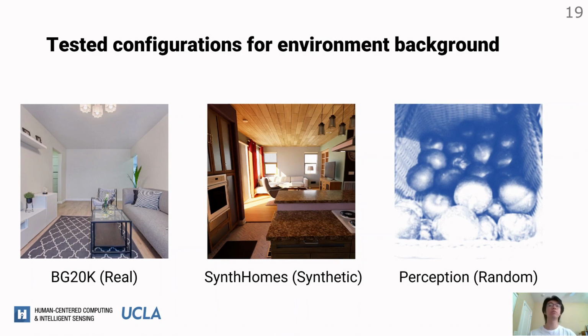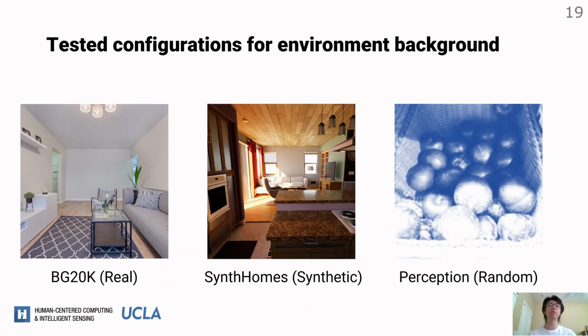Much like our selection between motion capture and AI movement data, we also tested the use of 3 different background image sources for use in our simulation. These images create the environment in our simulation engine and provide the backdrop for the virtual users in wheelchairs. We selected 3 different background image sources: real-world images from the BG20K dataset, synthetically generated data from the Unity Synthetic Homes data generator, and random textures from the Unity Perception package. Examples of each image from each source are shown here.